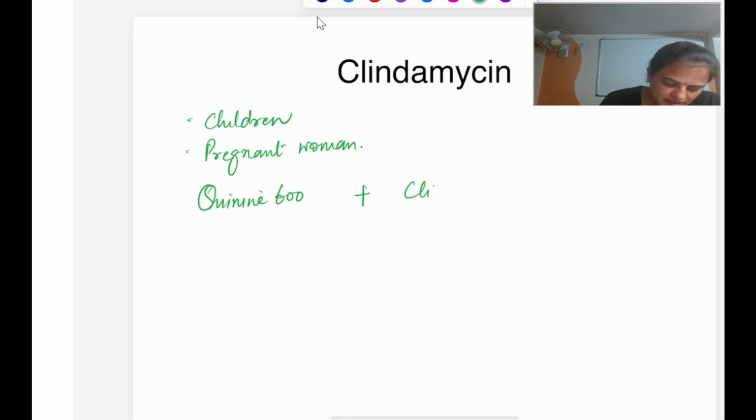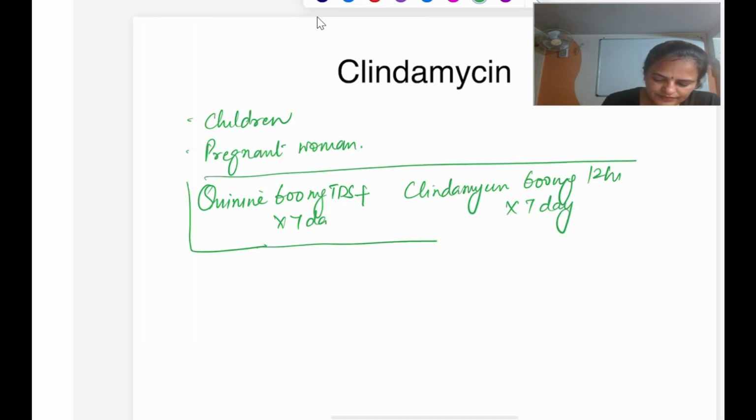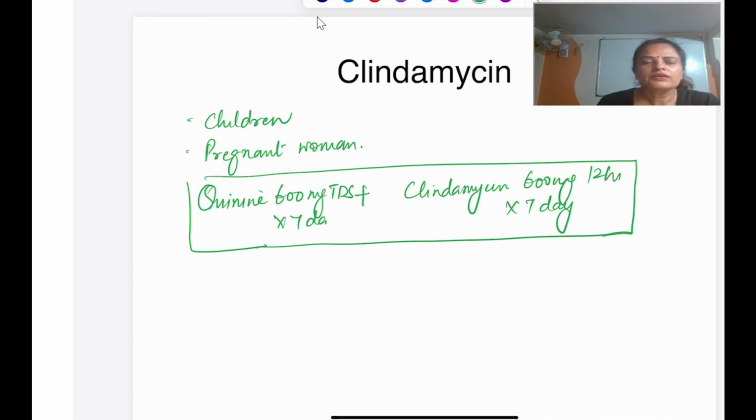This is 600 milligram 3 times a day for 7 days. Clindamycin is also 12 hourly. We give 600 milligram 12 hourly for 7 days. So this is all about the slow acting erythrocytic schizonticides. I have covered all the individual anti-malarial drugs and all the important points.